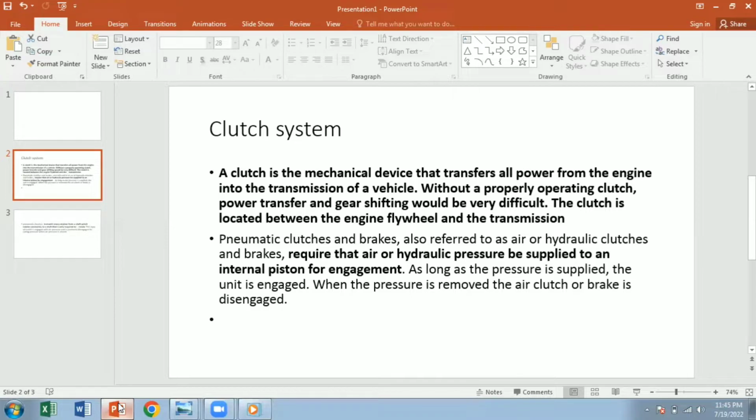performed. The pneumatic clutch and brake also require air, like a hydraulic clutch, but the clutch we use in machinery is not a hydraulic clutch. It's totally an air-based clutch, a pneumatic clutch. But from both points of view, there are similarities between the air and hydraulic clutches. The brakes require air or hydraulic pressure to be supplied to an internal piston, and in many clutches there is a piston system, but in our case there is no piston system.